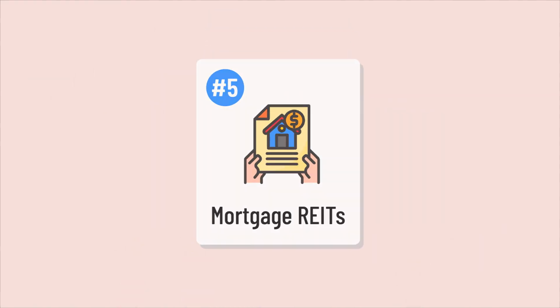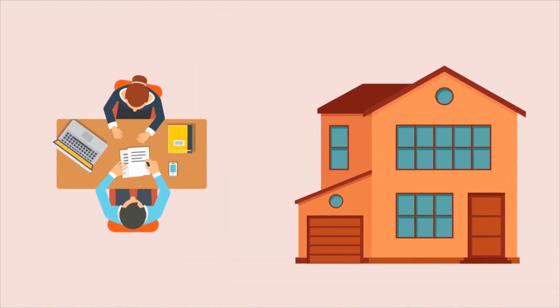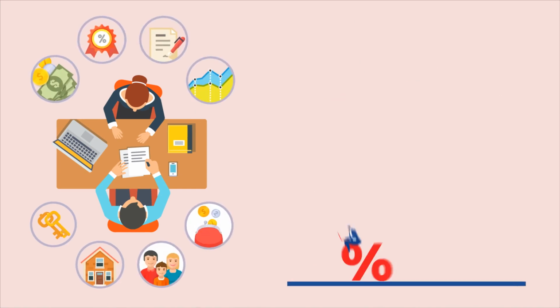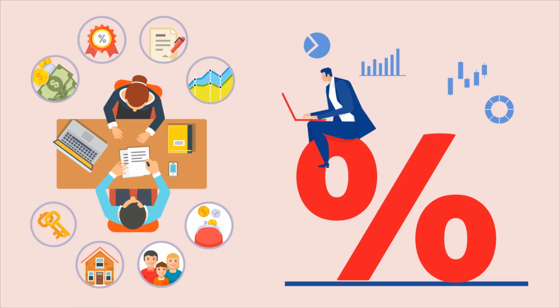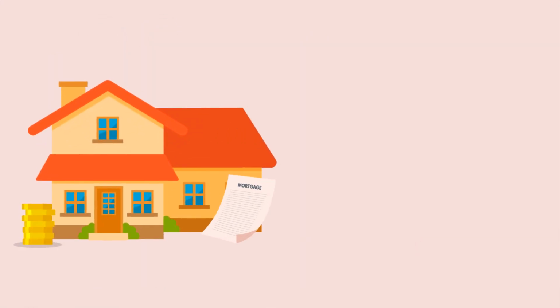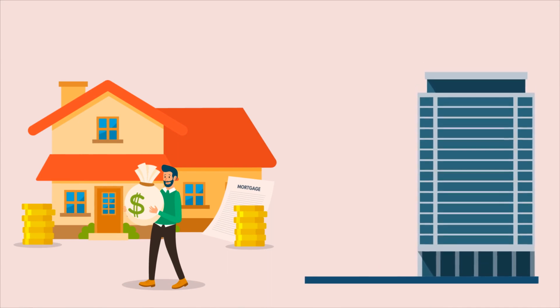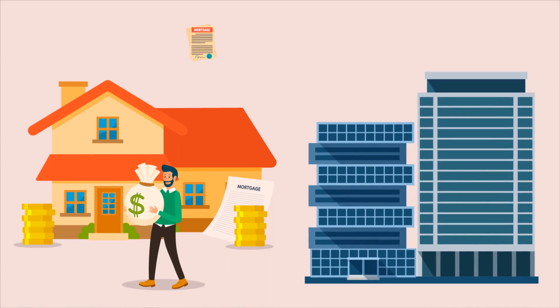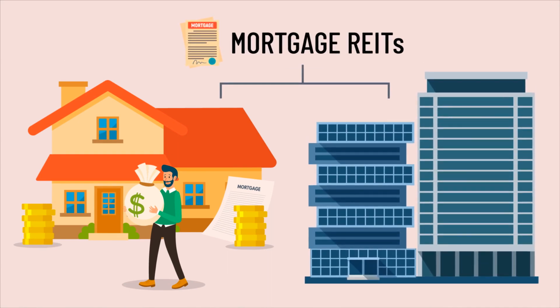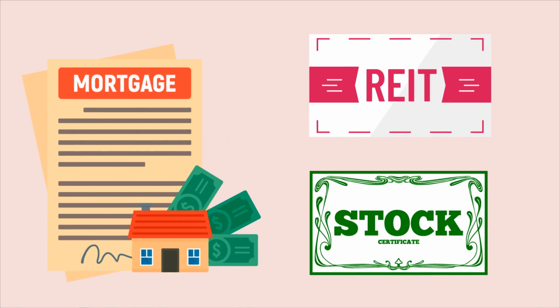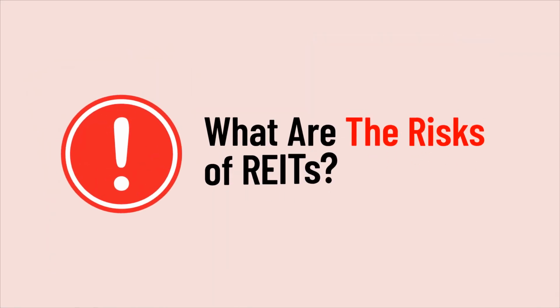5. Mortgage REITs. Mortgage REITs provide financing for real estate by buying or originating mortgages and mortgage-backed securities, and then earning income from the interest on these investments. Some mortgage REITs focus on residential mortgages and mortgage-backed securities, while others focus on commercial mortgages and mortgage-backed securities. There are also mortgage REITs that hold both residential and commercial mortgages. When you invest in a mortgage REIT, you buy shares of that REIT, just as you purchase shares of a company's stock. What are the risks of REITs?